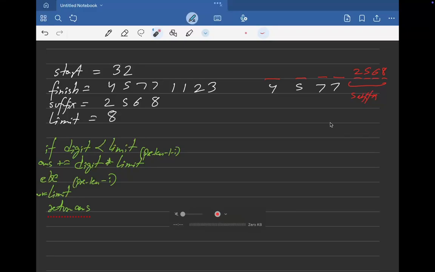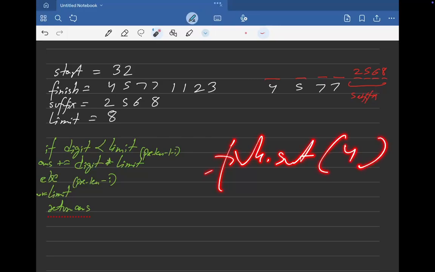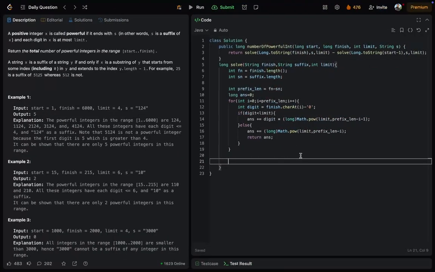So let me get the suffix length. Let me get these 4 values from this. How do we calculate this? So 0, 1, 2, 3 and 4. Suffix length is also 4. I will find the finish substring from 4 onwards. So this will return me this.